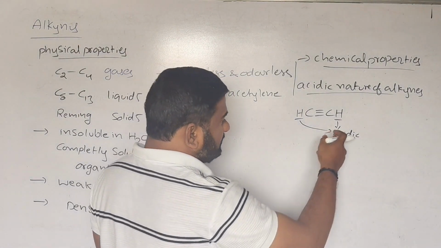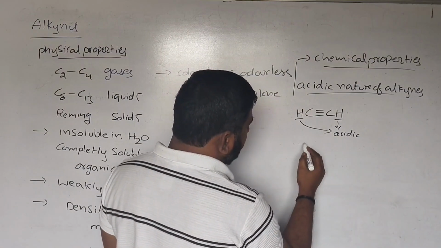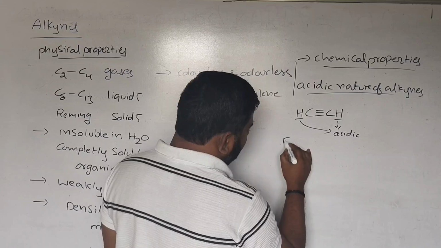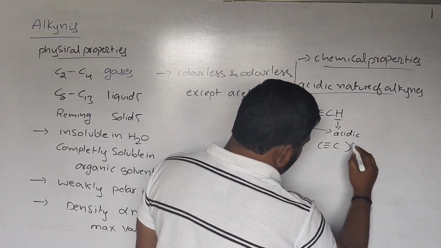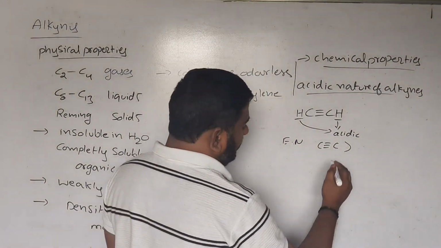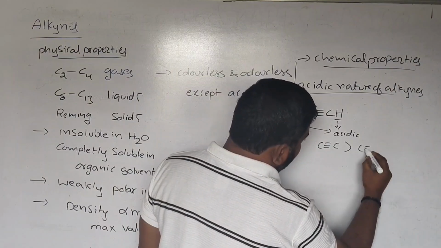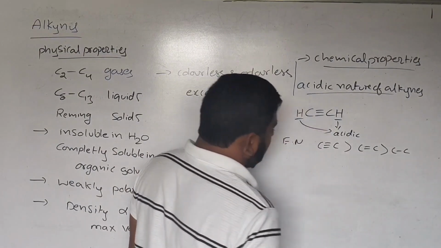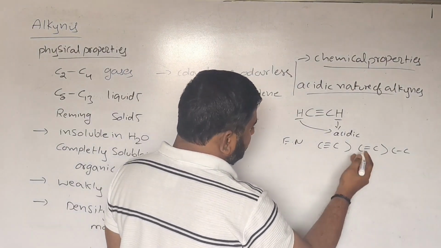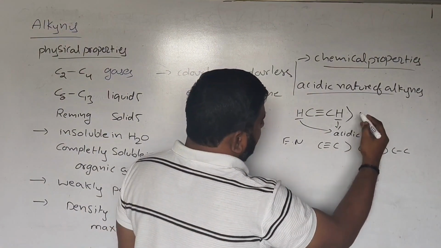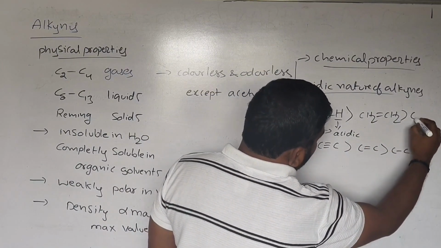Why are these hydrogens acidic? Because the triple bonded carbon is more electronegative. If you see the electronegativity order of hydrocarbons, triple bonded carbons are more electronegative than double bonded carbons, which are more electronegative than single bonded carbons. The more electronegative the atom attached, the more acidic the hydrogen. So the acidic character of alkyne is more than alkene, which is more than alkane.